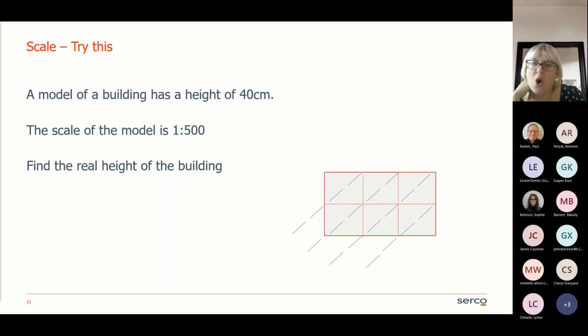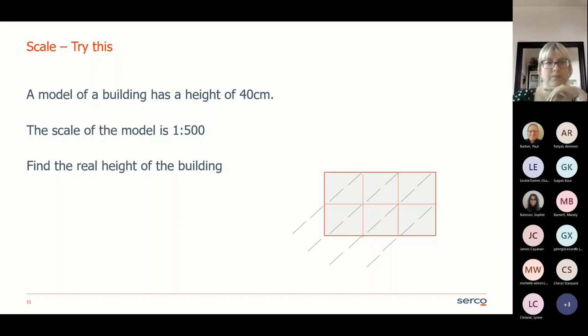Fab, yes, so we've got right answers coming through, lovely. So 200 meters, absolutely. Everyone okay with the process of how you would work that out? So you would, what have we got?